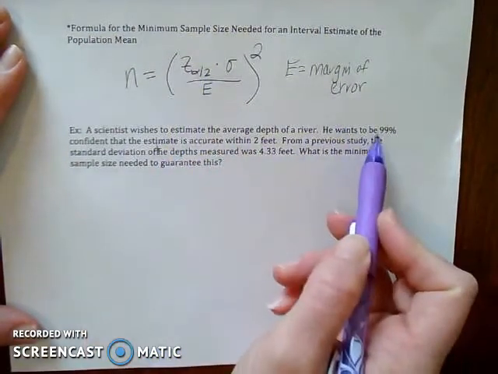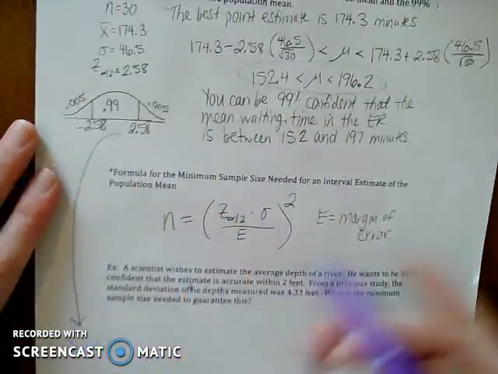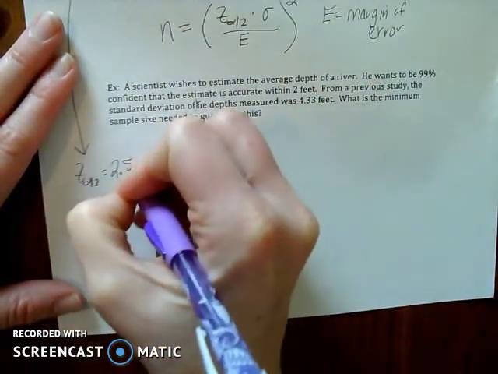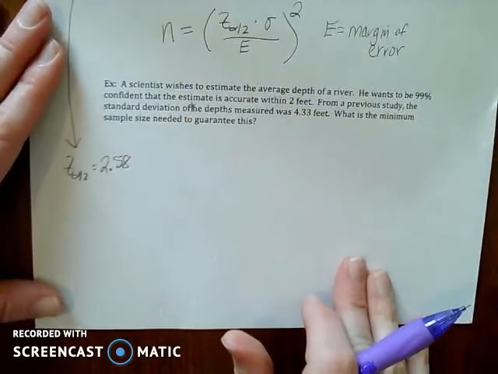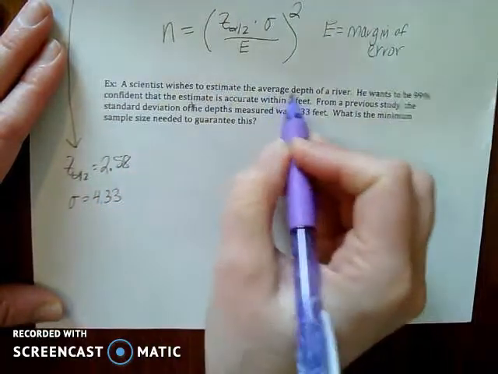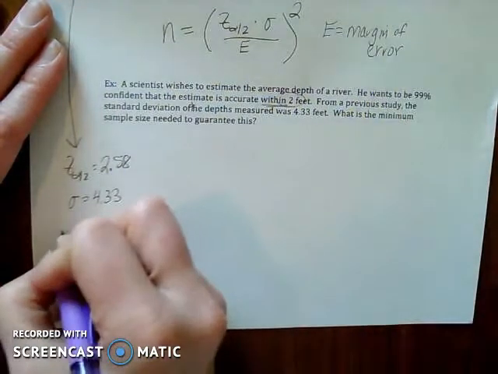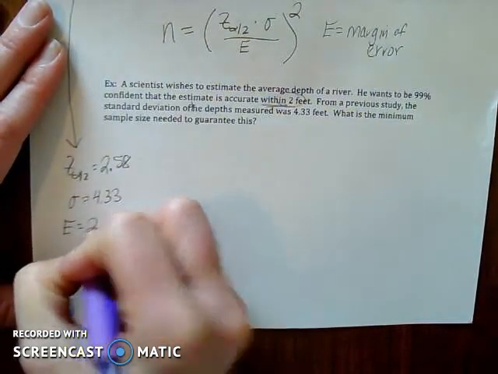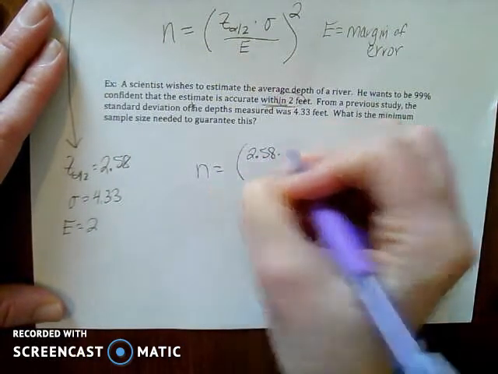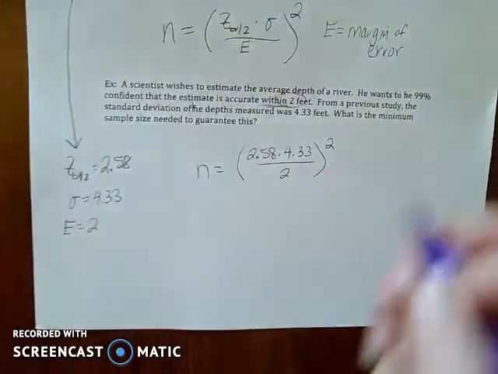So z of alpha over 2 comes from the 99%. I'm going to be naughty, and since we already did it, I'm not going to do it again. So z of alpha over 2 equals 2.58. Again, that's because we already did the 99%. Sigma is the 4.33. The other number in there is 2, and you see this word within. That's the margin of error. He wants to be within 2 feet. So E is going to be 2. So n equals parentheses 2.58 times 4.33 all over 2, squared.